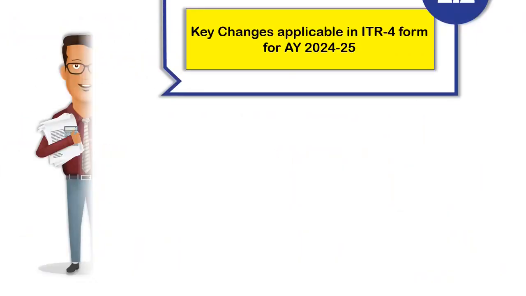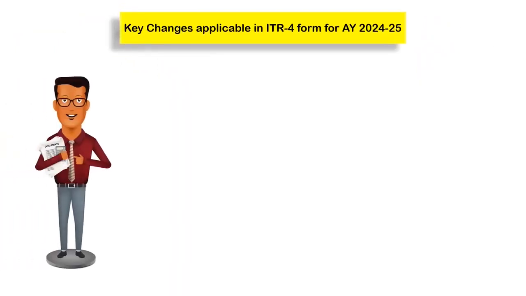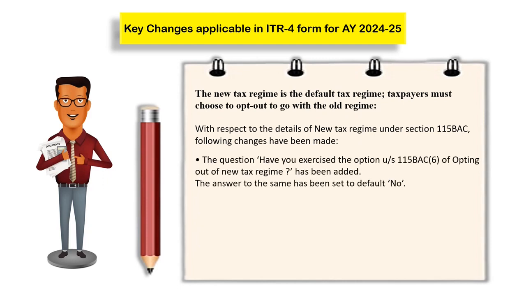Let us now see the key changes applicable in the ITR-4 form for assessment year 24-25. With effect from assessment year 24-25, the new tax regime is the default tax regime. Therefore, in case the taxpayer wants to file their ITR in the old regime, they must opt out of the new tax regime. With respect to the details of the new tax regime under Section 115BAC, the following changes have been made in ITR-4. The question, have you exercised the option under Section 115BAC(6) of opting out of the new tax regime, has been added, and the answer has been set to default as no. If you wish to opt out of the new tax regime, you must select yes.